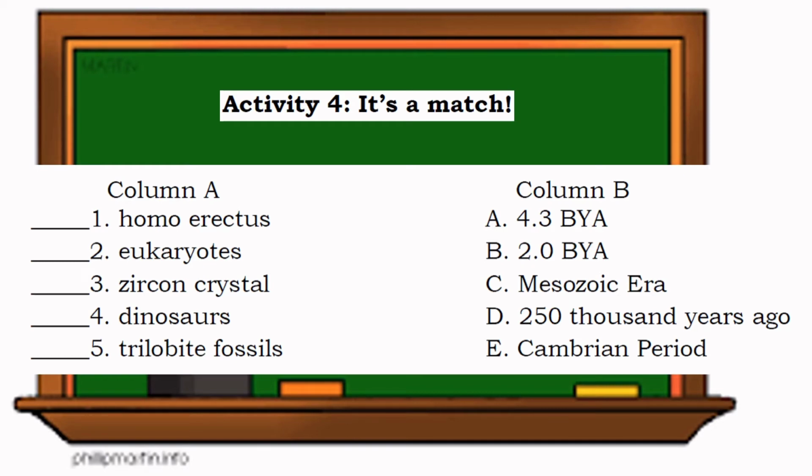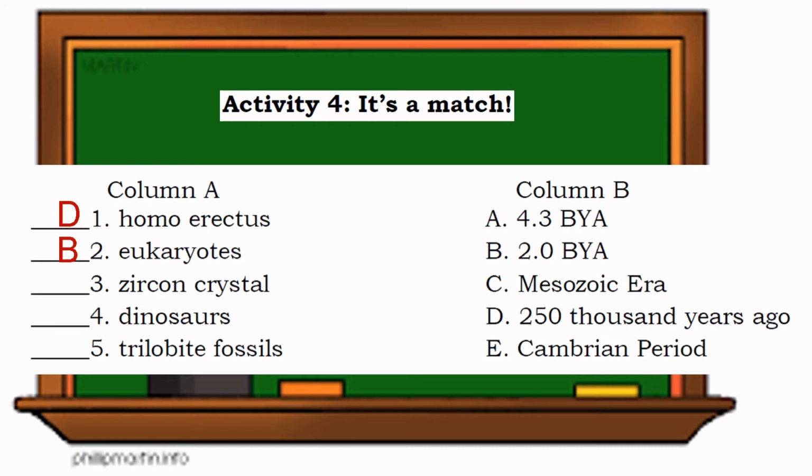It's a match. Number 1. What would be the specific timeline for Homo erectus? Letter D, 250,000 years ago. Number 2, for the eukaryotes. What would be the specific timeline for the eukaryotes? It's letter B. It happened 2.0 billion years ago.